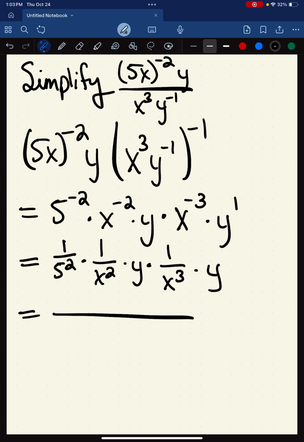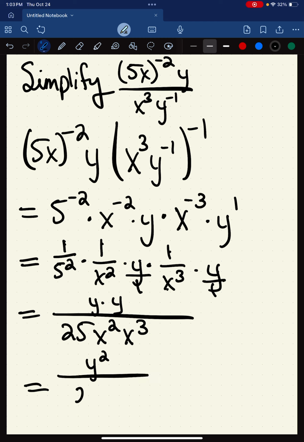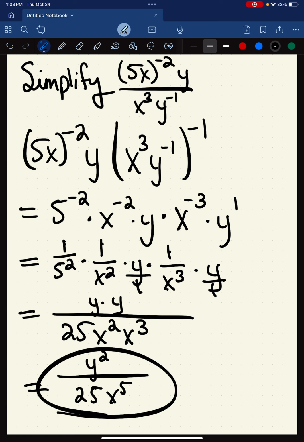Okay, so now we can combine all these as a fraction. It looks like the numerator is going to be 1 times 1 times y times 1 times y, which is y times y. Denominator is going to be 5 squared, which I'll put together as 25, times x squared, times 1, which is implicit here, right, times x cubed, times 1. Okay, y times y is y squared, all over 25 times x squared times x cubed, which is x to the 5th.